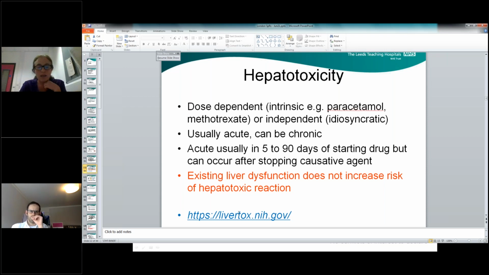And there's a really good website here, the LiverTox website, which has fantastic summaries of the drugs. It's an American website, so some drugs aren't on it, but it has a really good summary of the picture of hepatotoxicity that you might expect, the time frame that you would expect it, and then how quickly liver functions return to normal, if they do, when you stop the drug. So it's a really useful website to know about if you don't already.